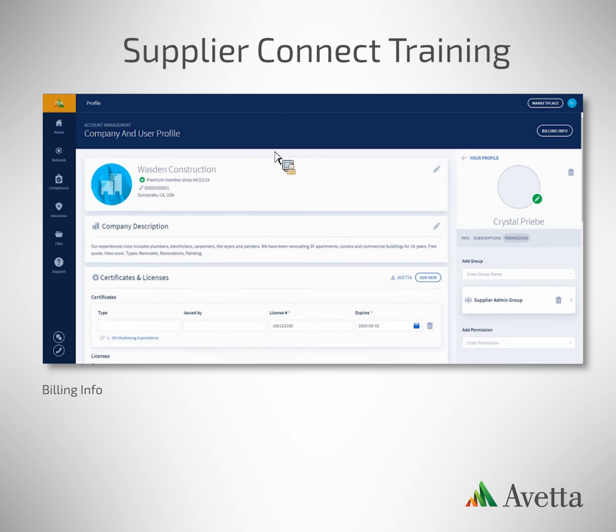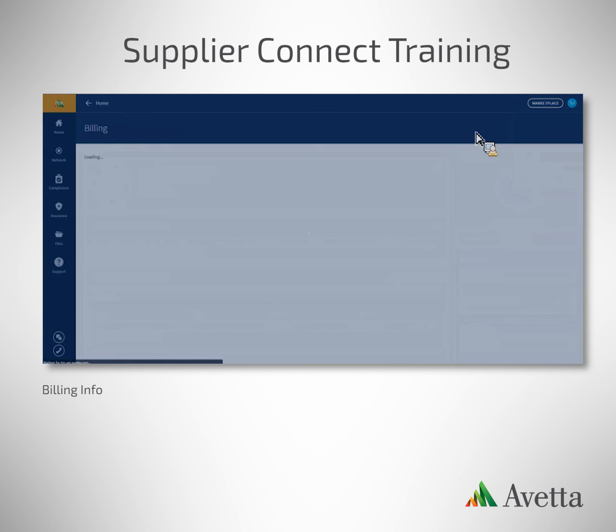Billing info is our last specific area that we're going to talk about. You can access billing info by clicking on the button from My Profile. This is the only place you'll see that. Or clicking on your avatar and going to billing info.